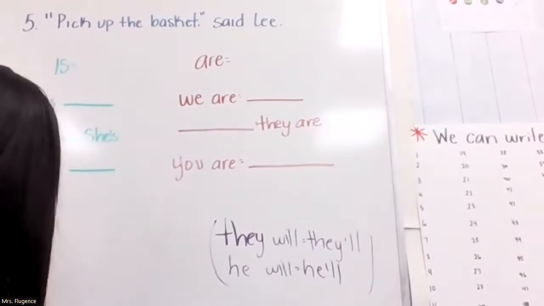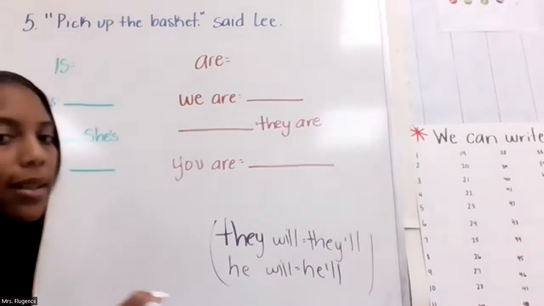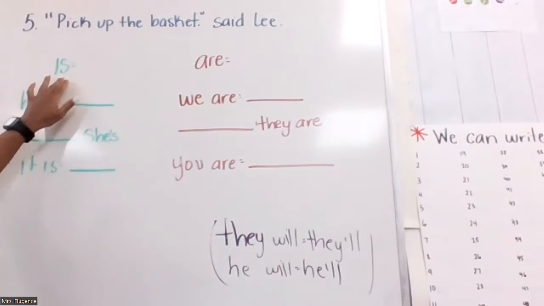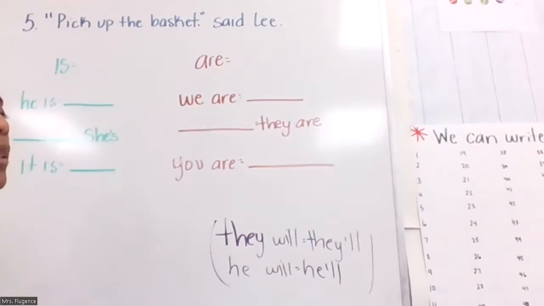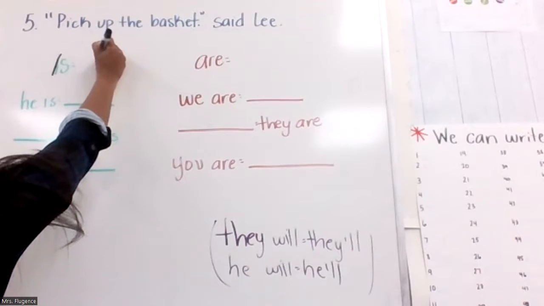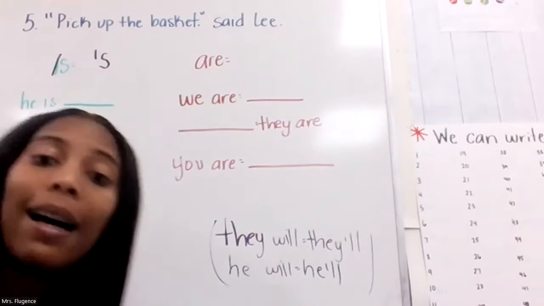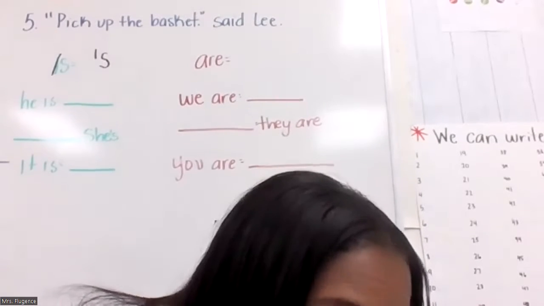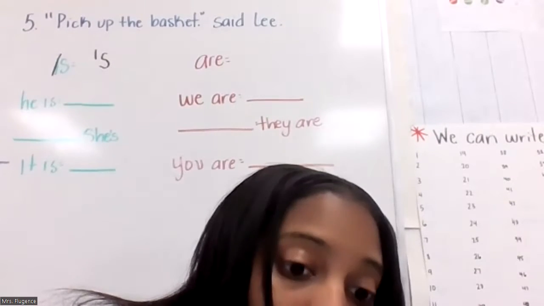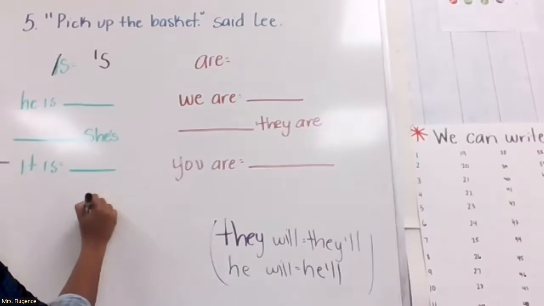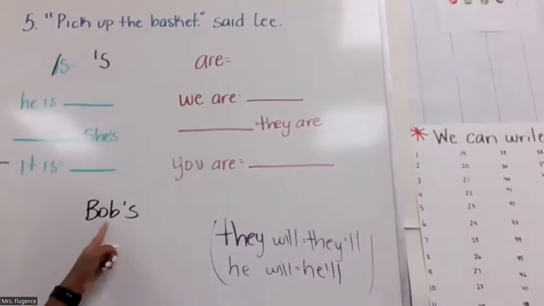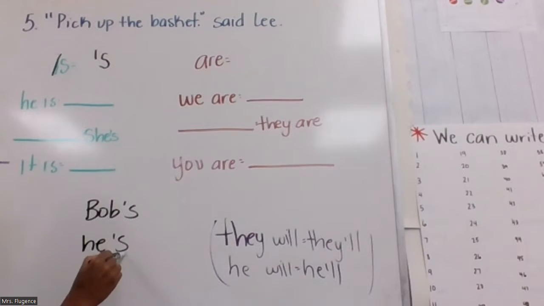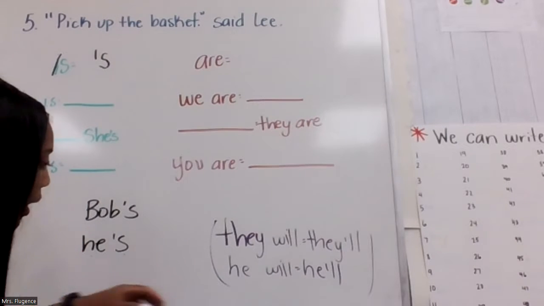Okay, so when we have the word is and we want to contract is, this is what the word is looks like. So when I contract is, I take out the I and it becomes apostrophe S. Now, this is not the same apostrophe S like when we make nouns possessive. This is a contraction apostrophe S. It's two words that were put together. This is what I mean. If I would say Bob's, that's not Bob is, okay? But if I would say he's, that's a contraction S because it's he and is put together. So keep that in mind, okay?